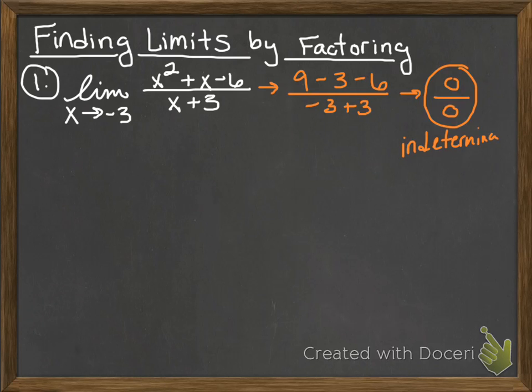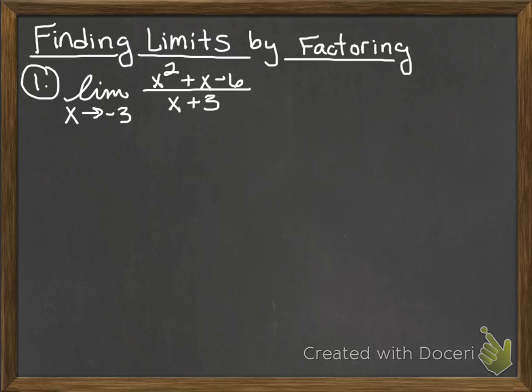Anytime you have this situation, this is called indeterminate. It's just called indeterminate, and it means it's just mathematically impossible to do. So we can't use a direct substitution method. So we have to create a different way of getting around this. And one of those methods is to factor. And notice that the numerator over here is factorable.